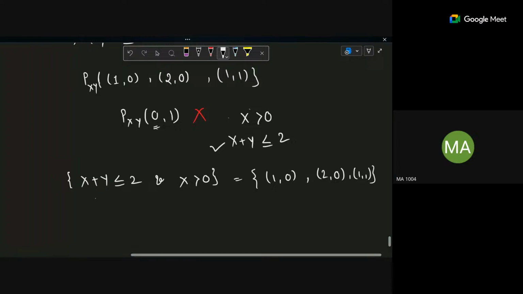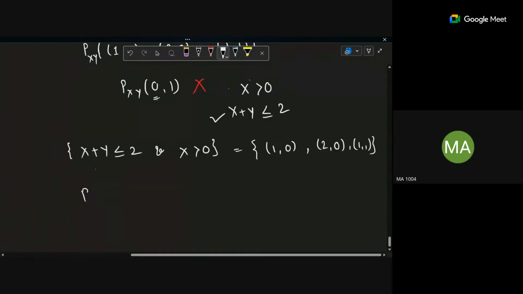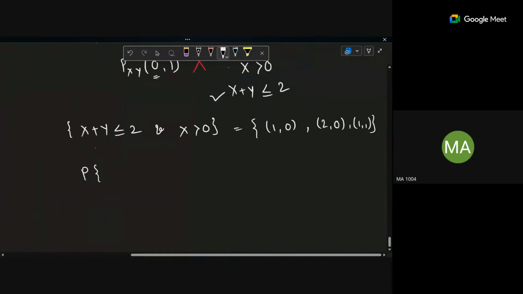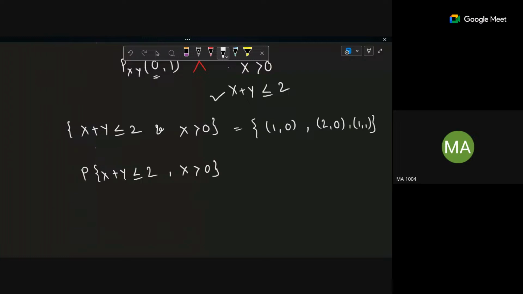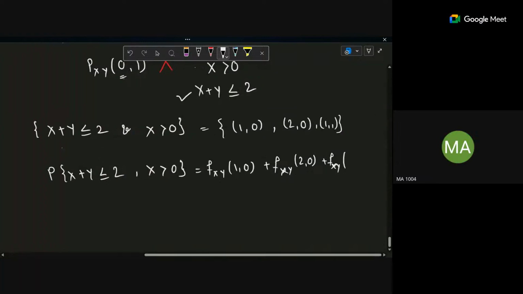Okay. So what is the probability that x plus y is less than or equal to 2 and x is greater than 0? Sum of all these three, right? Joint probability. Yes, ma'am. f(x,y) at 1 0. What is that? Can you calculate it? 2 by 27.